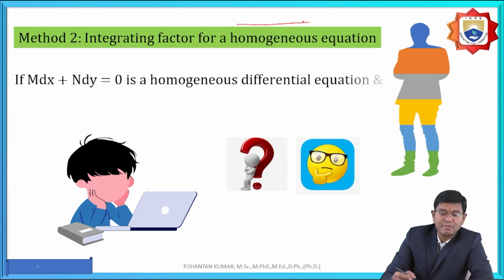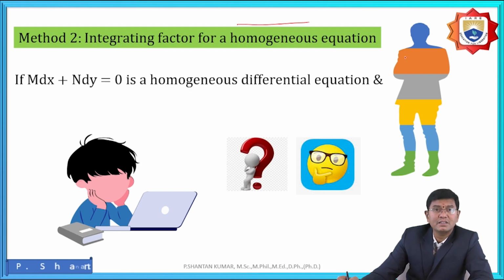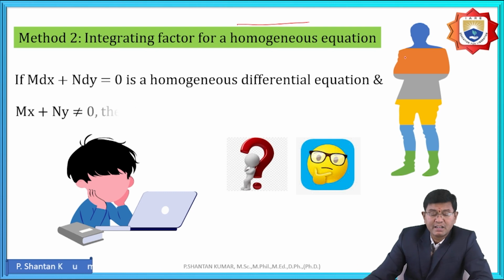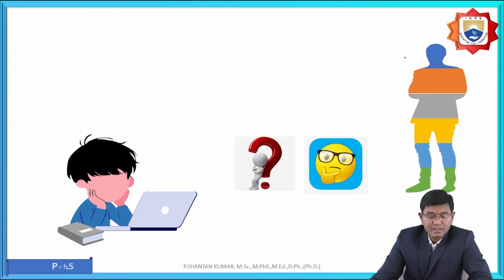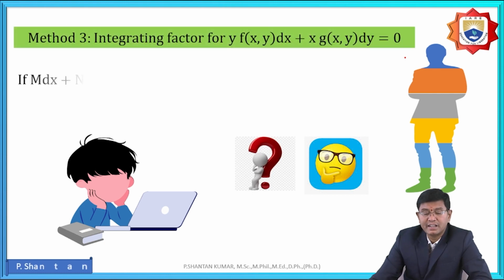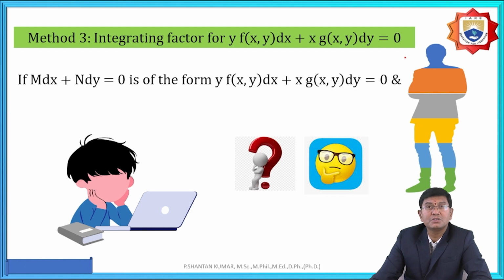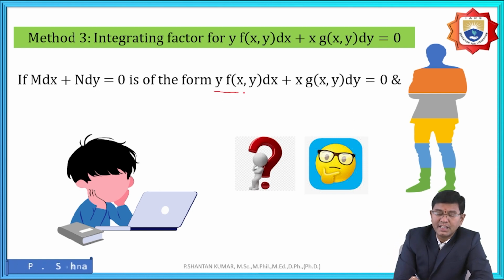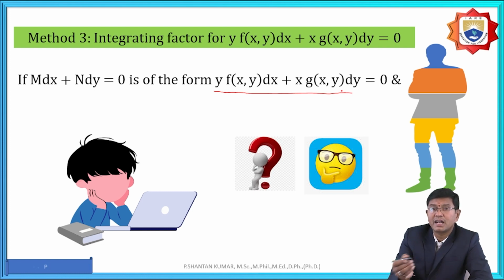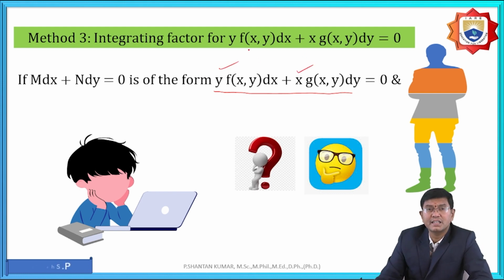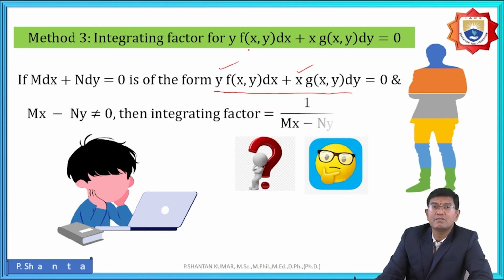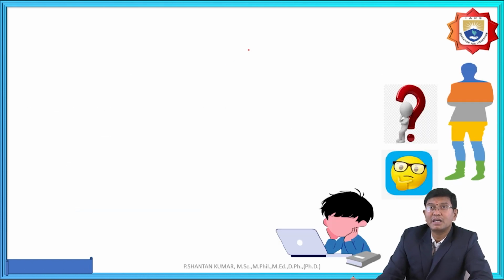Here, if M dx plus N dy is equal to 0 is a homogeneous differential equation, the integrating factor is 1 by (Mx plus Ny), where we assume Mx plus Ny is not equal to 0. And the third type: the integrating factor, if M dx plus N dy is equal to 0 is of the form where the dx coefficient is a function f(x, y) multiplied by y, and the dy coefficient is g(x, y) multiplied by x. Then immediately we observe that Mx minus Ny is not equal to 0. Therefore, the integrating factor is 1 by (Mx minus Ny).